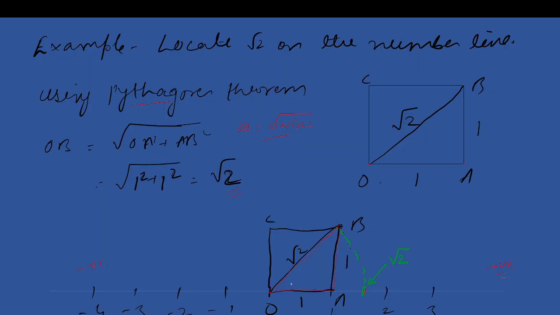So keep the point of the compass here, the pencil here, and draw the arc. The place where the arc meets the number line will be the value of root 2. And you know the value of root 2 is 1.414, so it is somewhere between 1 and 2.